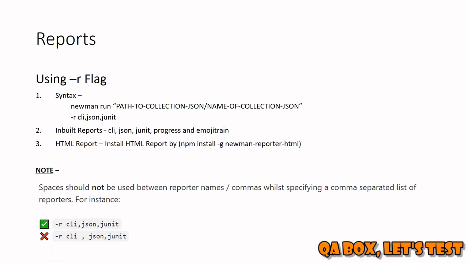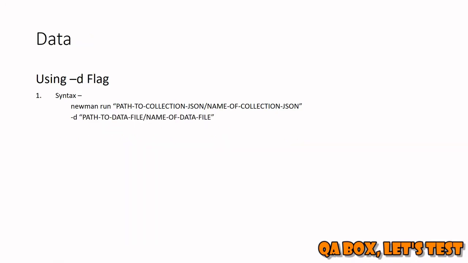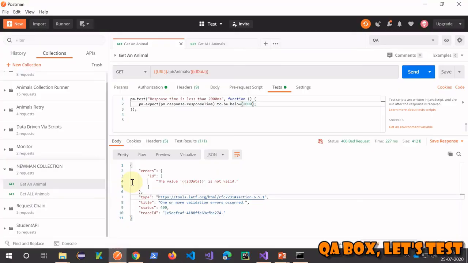And to supply the data to your request from external data files, all you have to do is use the -d flag and then provide the path and the name of the file. Now let's go back to our Postman, and this is the collection.